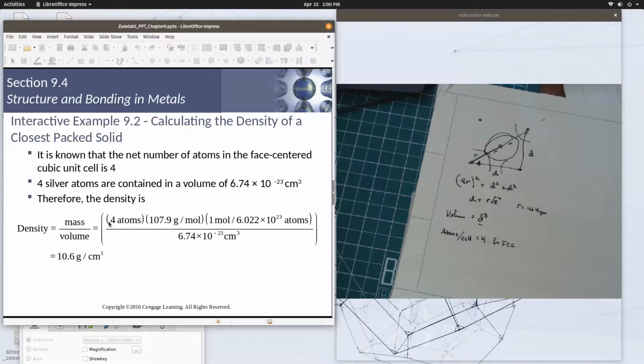Again, I can look at 4 atoms per unit cell. I know the number of grams per mole of silver. A mole is 6.02 times 10 to the 23rd atoms. This is the volume of a unit cell. In other words, we estimate, based upon this, that silver has a density of 10.6 grams per cubic centimeter. Okay? So once we have all of these pieces of information together, this is now a macroscopic property determined by microscopic information.